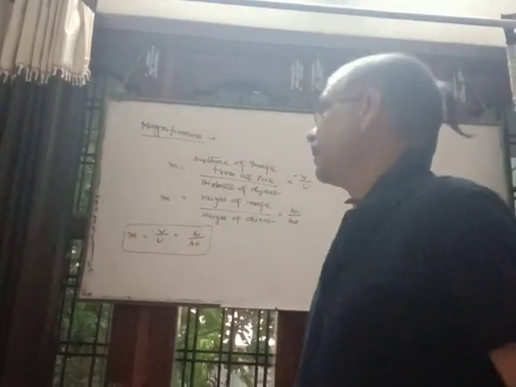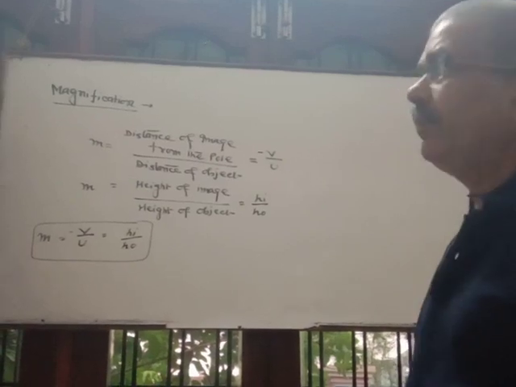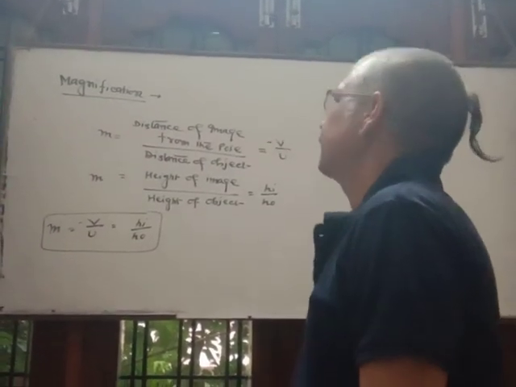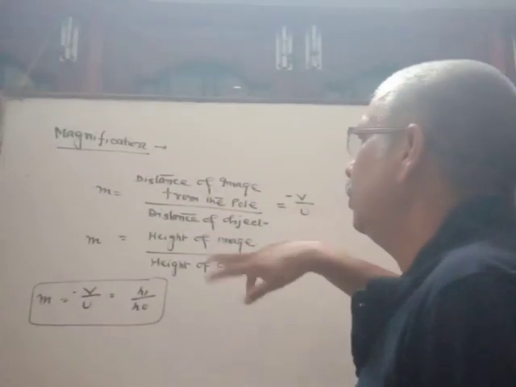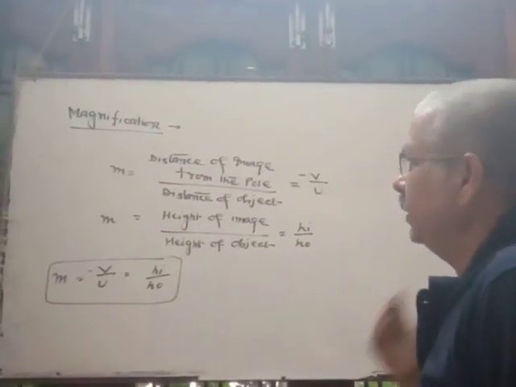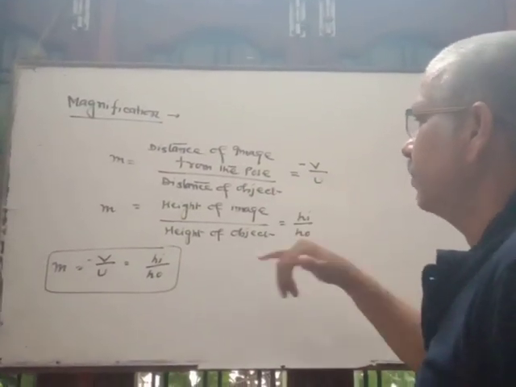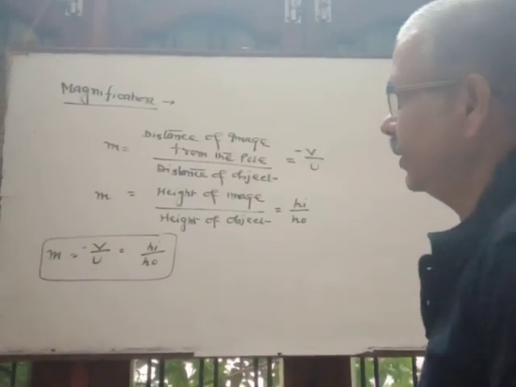Today we will discuss magnification for the spherical mirror. Magnification may be defined as the ratio of distance of image from the pole to the distance of object from the pole, or in terms of height of image by height of object. It is the ratio of height of image to the height of object.